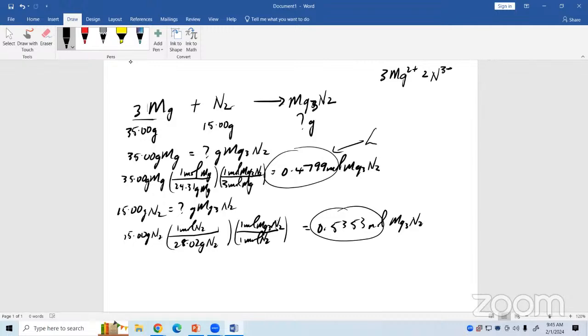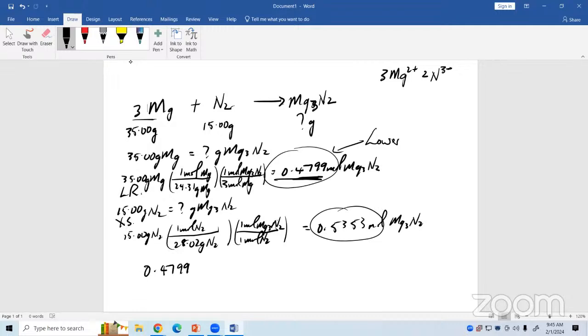So the next step is that we compare these 2 numbers, and this one is the lower of the 2, which means that this here is the limiting reactant. The magnesium would be the limiting reactant, and the nitrogen will be in excess. So what that means, therefore, is that this is the amount of product you expect to get. So all we have to do now is to convert that to grams.